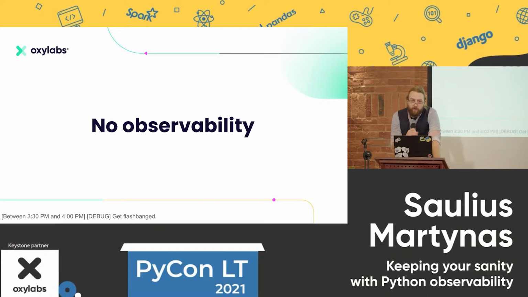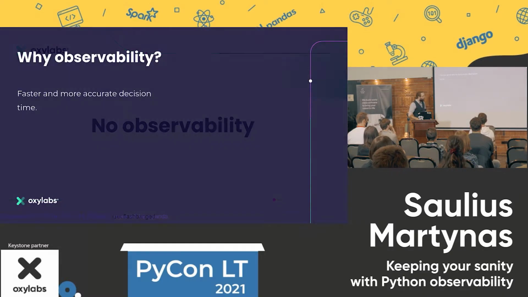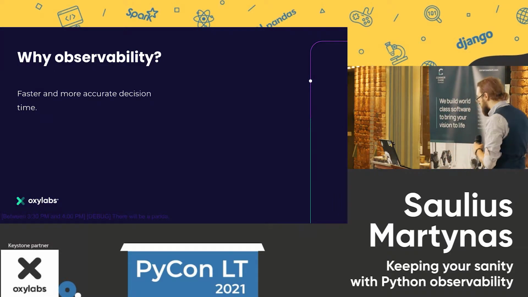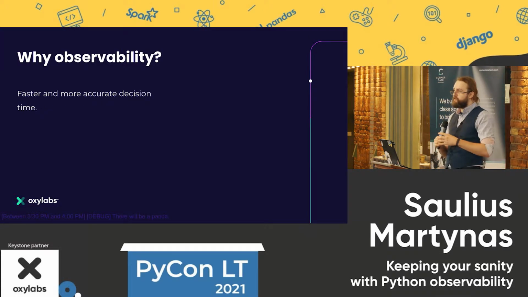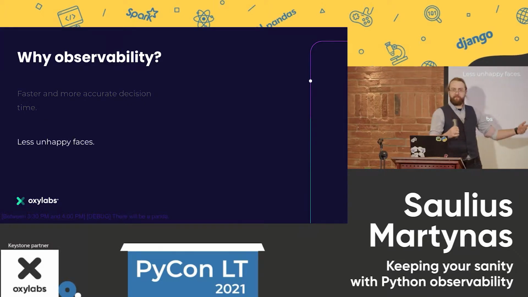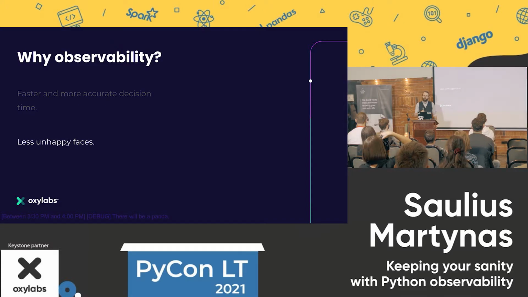So let me sell you on the idea of observability. Why is it good to have it? And why would it help our Buckswatter hero? One, it will make your decisions way easier. You will have numerics, logs, history, and so on to base your decisions more accurately and faster. And fewer unhappy faces. The Buckswatter hero wouldn't be so angry. Your clients wouldn't be so angry, and everybody else that surrounds your program would be much happier.